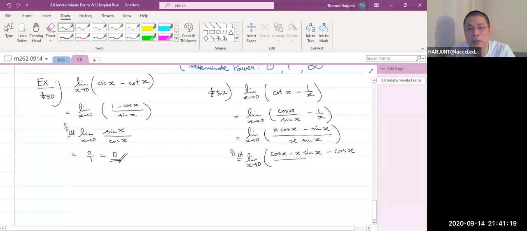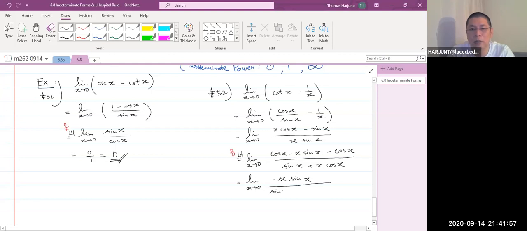The numerator gets cancelled. Something cancels on the numerator. On the denominator, actually, I don't need this parenthesis anymore. On the denominator, I have sine x plus x cosine x. Simplify a little bit. I get negative x sine x over sine x plus x cosine x.